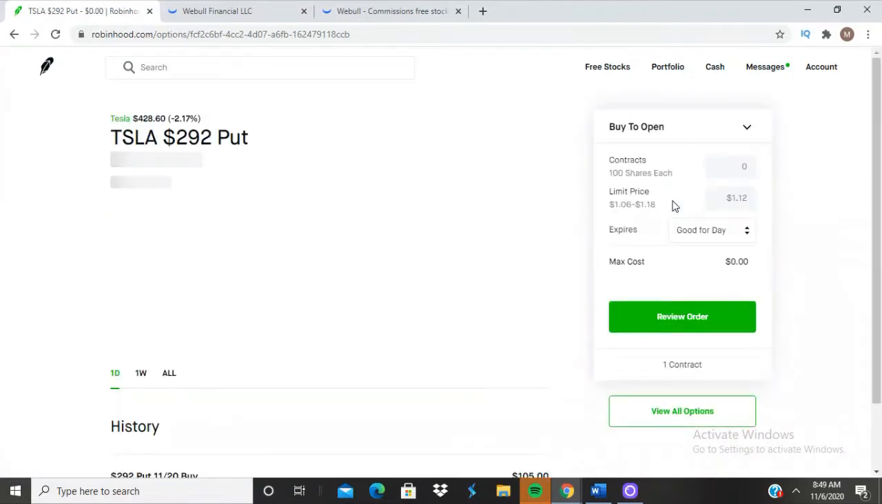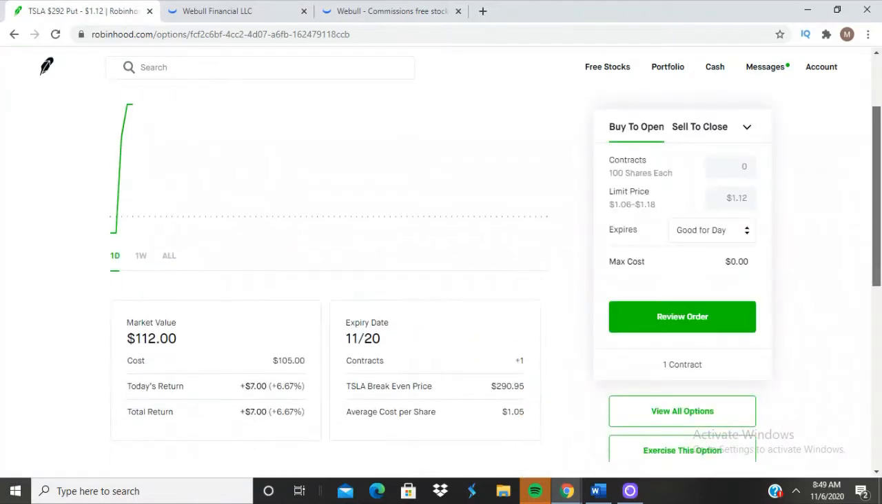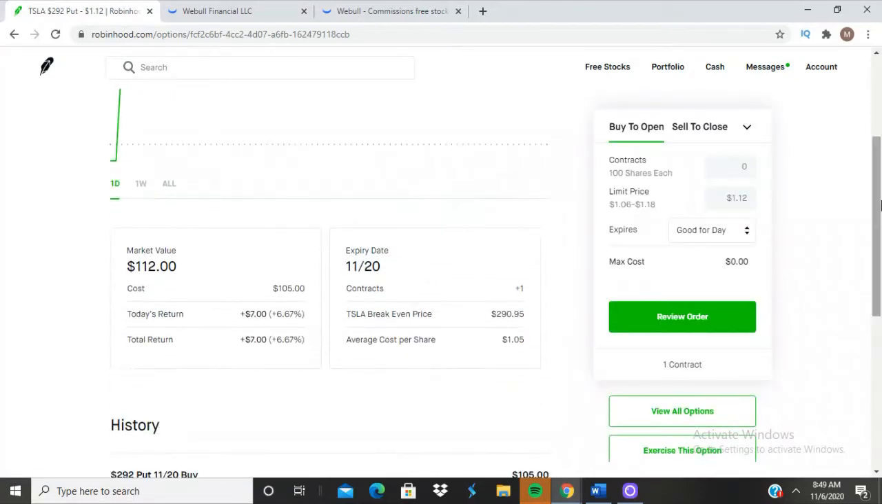So y'all can see this live. So $7 on this one. It ain't much at all, but I'm just doing it for the purpose to show y'all how to close the trade. I paid $105 for it. And right now, if I sell it, sell to close. See, that's what you got to pay attention to. They almost just got me with that one. You got to make sure you're paying attention.